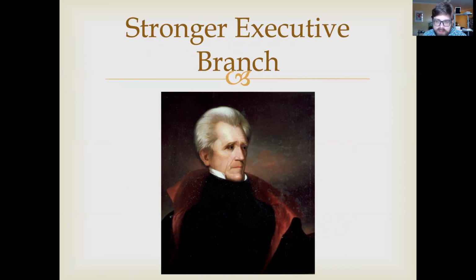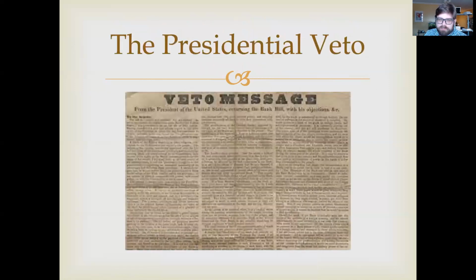Jackson wanted a stronger executive branch. He wanted personal power in the White House. And one of the ways he does this is by wielding the presidential veto in a way that's common today, but was unprecedented at the time. All of the presidents leading up to Andrew Jackson combined had vetoed 6 things, including one president who'd vetoed their own bill. And they used the veto only when they thought something was unconstitutional.